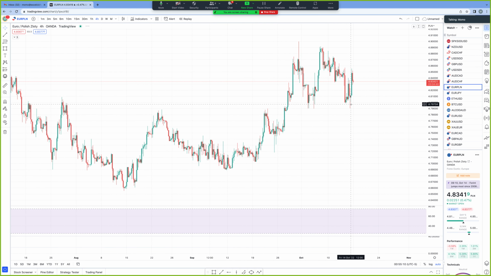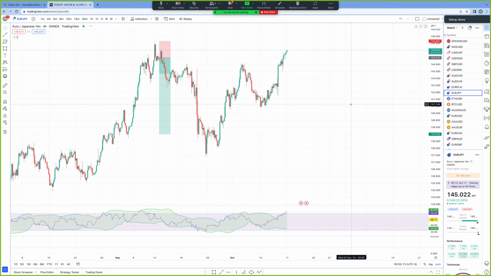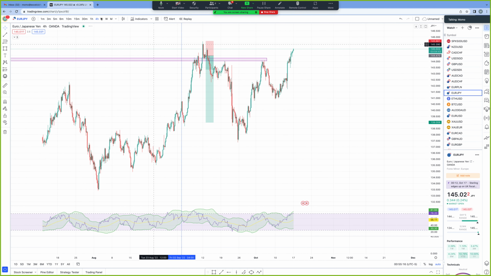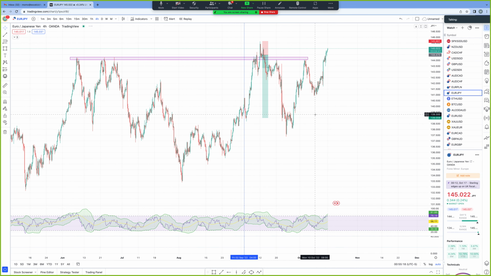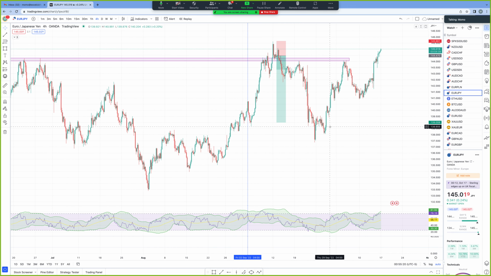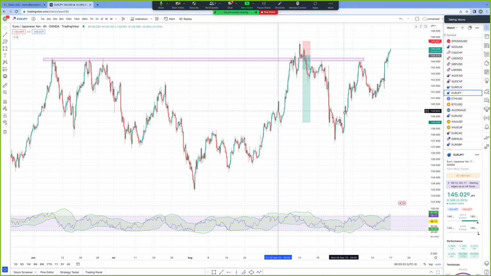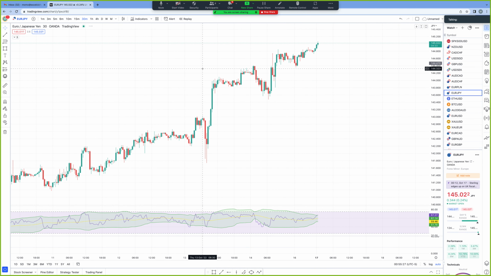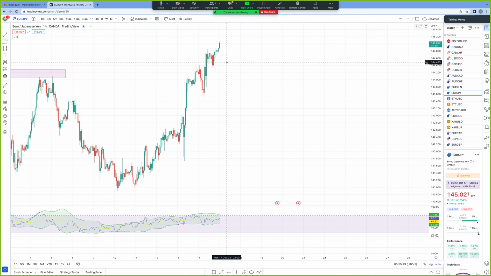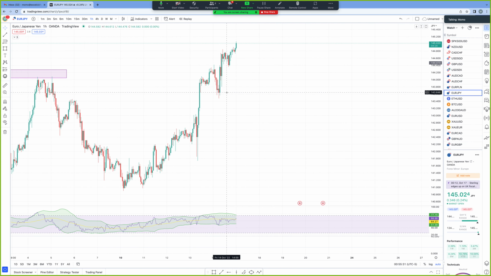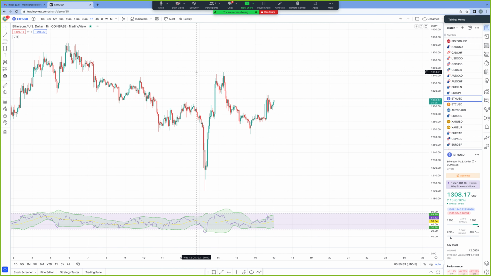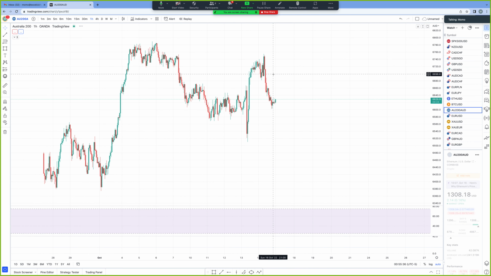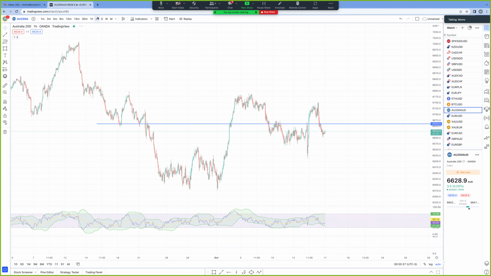Euro PLN, nothing too clear. Got a nice H4 setup here on Euro JPY. I believe I go over this setup in the course specifically as well. The perfect setup. I believe nothing too clear right now. Let's leave that. Ethereum, I'll just go over Ethereum and BTC, ignore those.